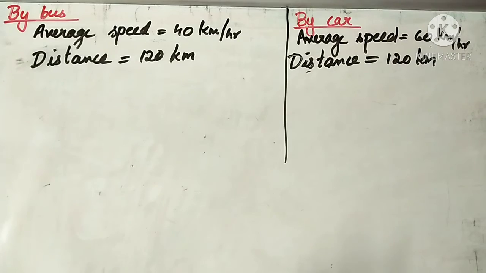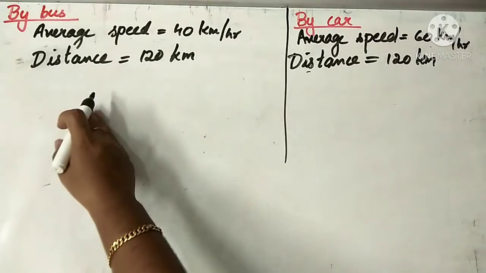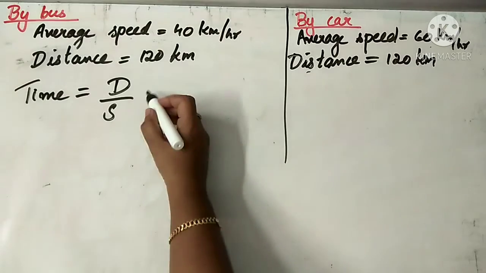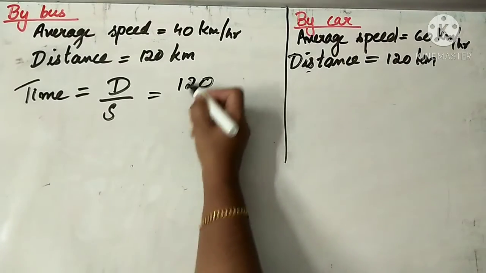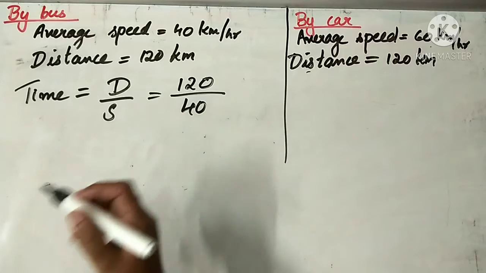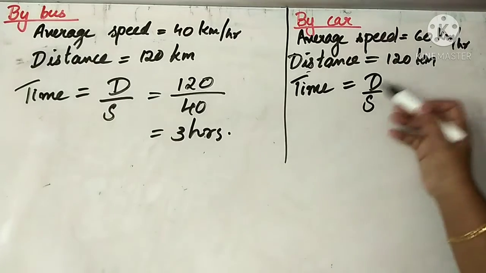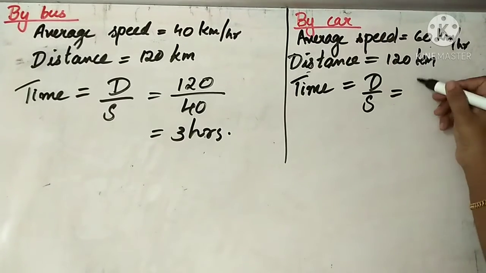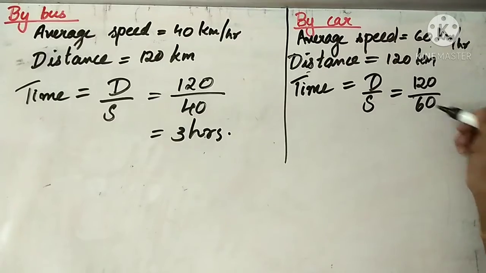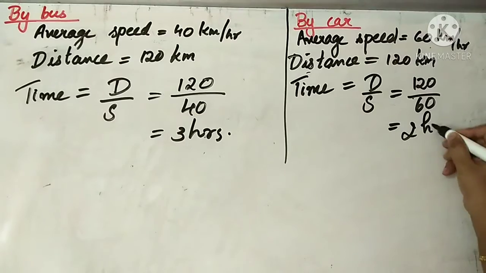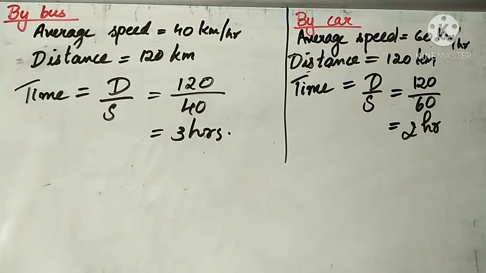Now we can find the average speed of the entire trip. Before that, we have to calculate the time taken by the bus as well as by the car. We know time taken is equal to distance by speed. When we substitute the value, we get 120 divided by 40, answer is 3 hours. Now, by car, time taken is equal to distance by speed, 120 divided by 60, that is equal to 2 hours. So, we get the time taken by bus as well as by car.